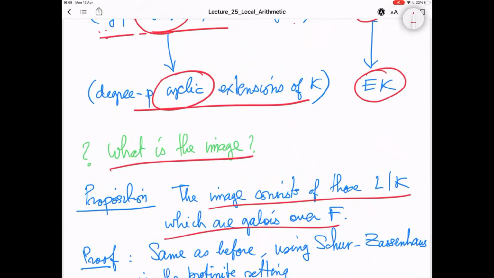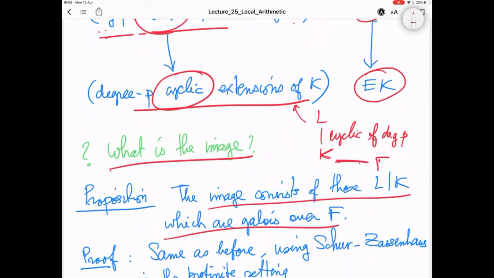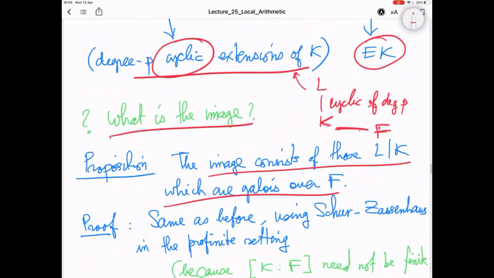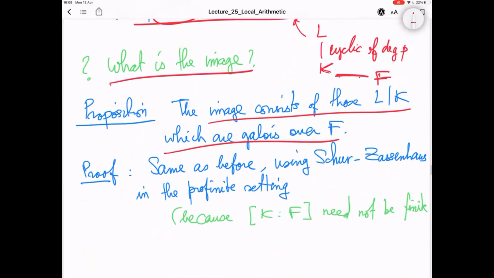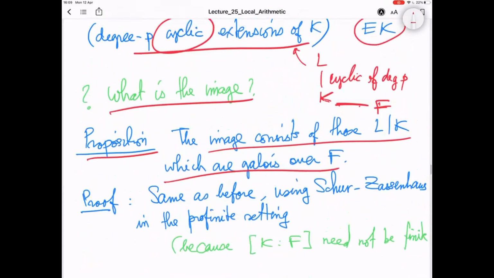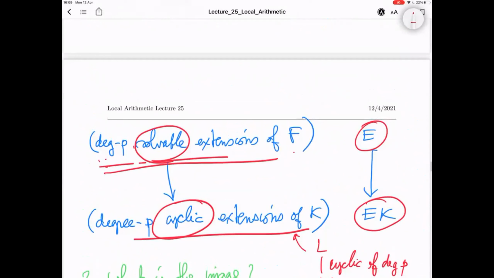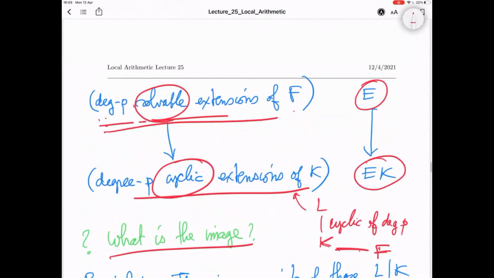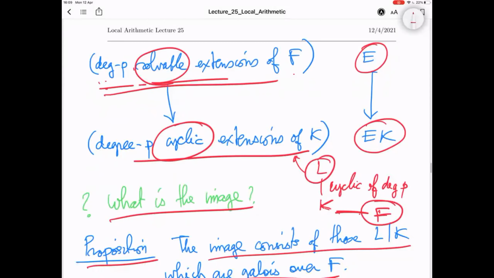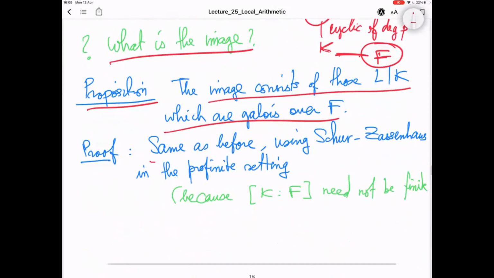So elements of this are just L over K which are cyclic of degree P. But that does not mean that they are Galois over F. And the proposition is saying that if something comes from a degree P cyclic solvable extension of F, then those L's are actually Galois over F. And it's the same proof as before using Schur-Zassenhaus.